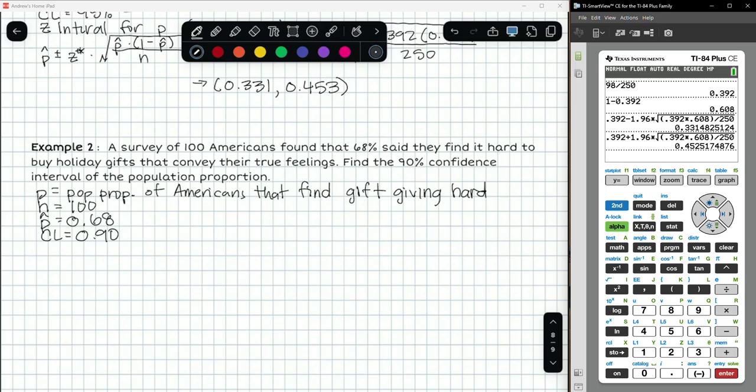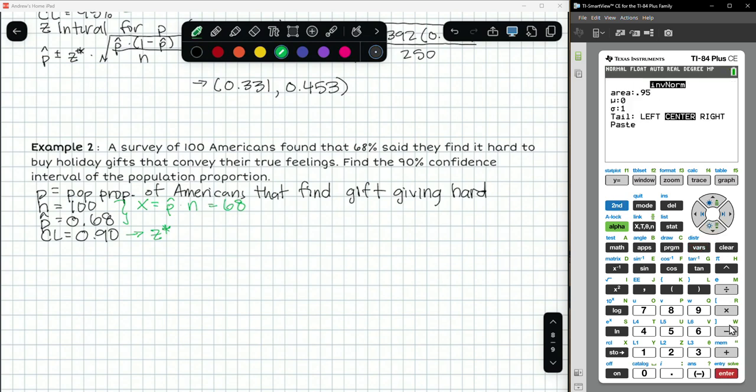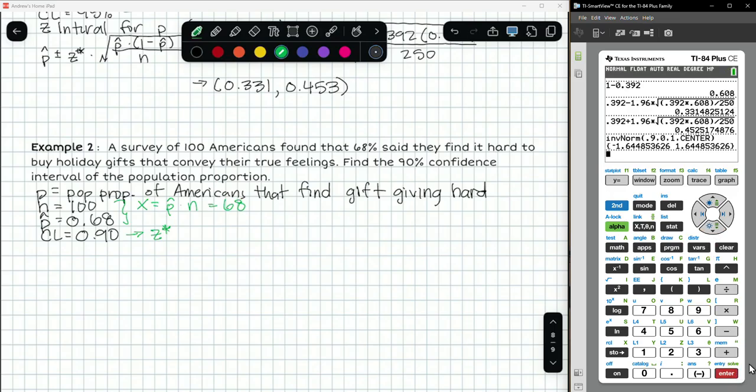So I'm going to do two things. I'm going to use these to calculate x. I know x is going to be p hat times n. So 0.68 times 100 is going to be 68. I expect 68 of those 100 to find gift giving hard. And then I'm going to use inverse norm to find my critical value. So second, inverse norm, our area is now 0.9. And we get 1.645.